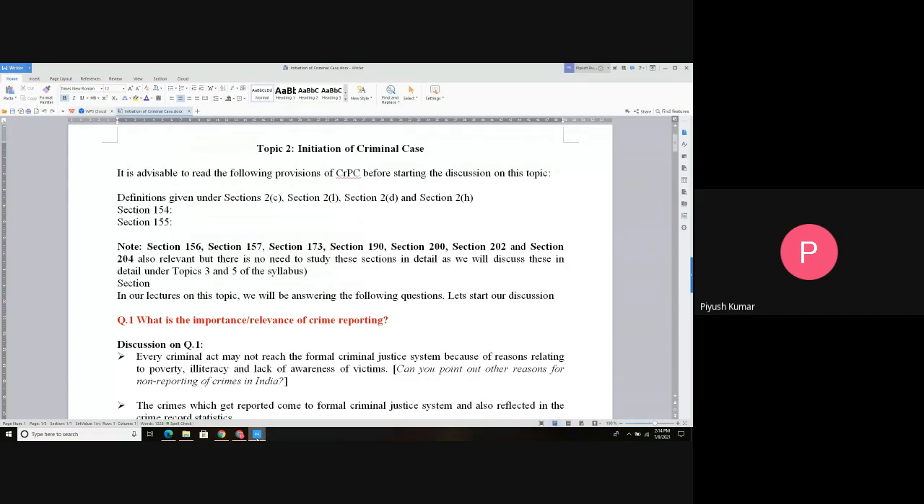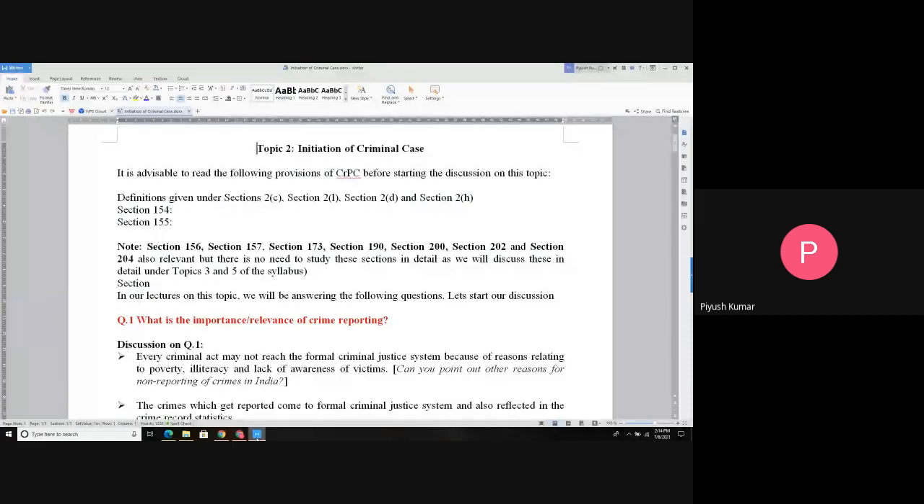Similarly, the registration of FIR becomes a duty of the police if somebody comes to the police station with a grievance relating to commission of a cognizable offense. That is why we should have a basic clarity about this thing. This will help us in discussing two topics: one, initiation of criminal case; second, investigation.